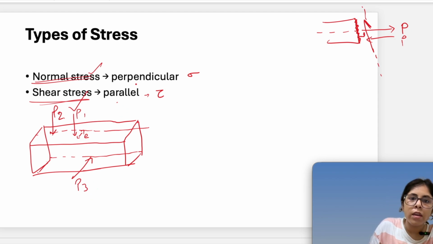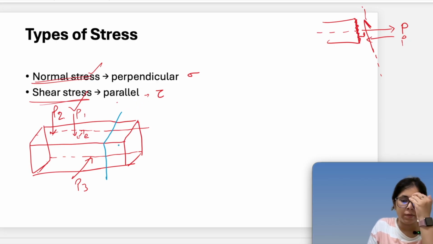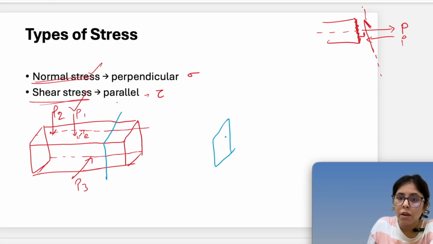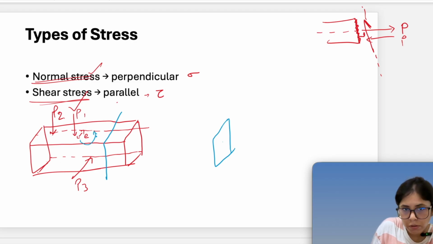Now let's say we cut a section like this. We'll be cutting the beam here. After cutting this, this is the cut section. From this cut section, what I'll be seeing is, see, there is eccentricity. Due to the eccentricity, a moment will also get generated, right? So what I'll be seeing is a force in the x direction.